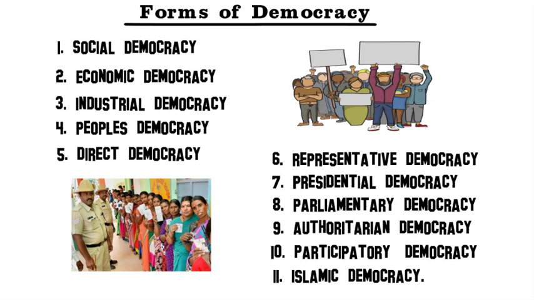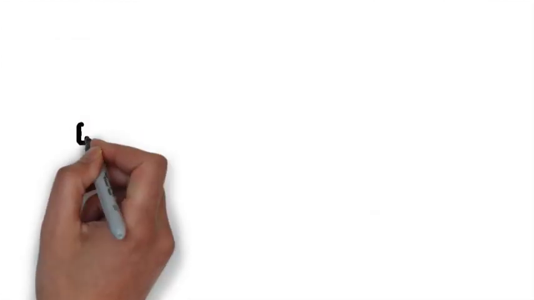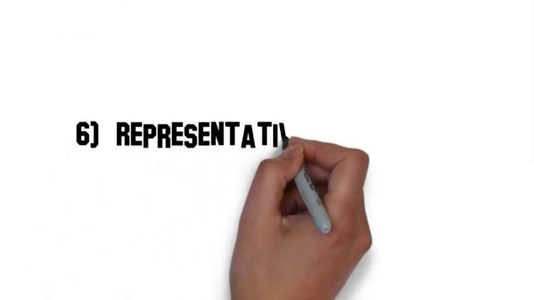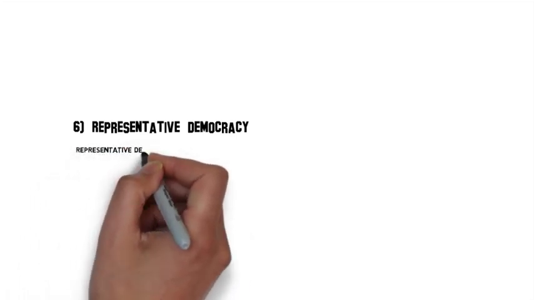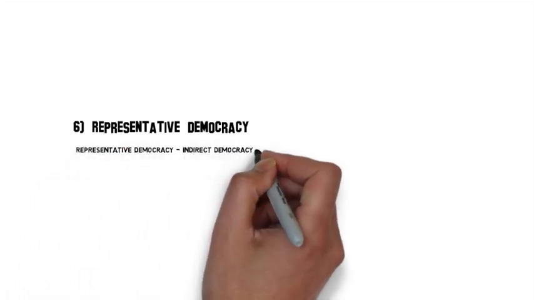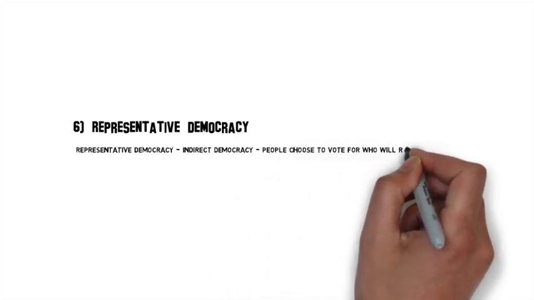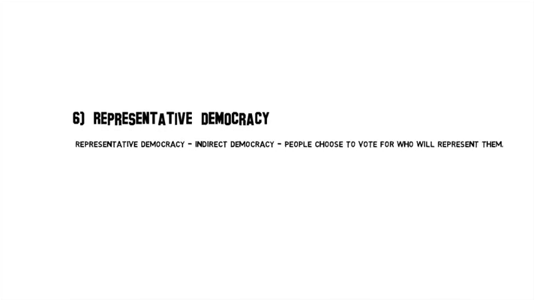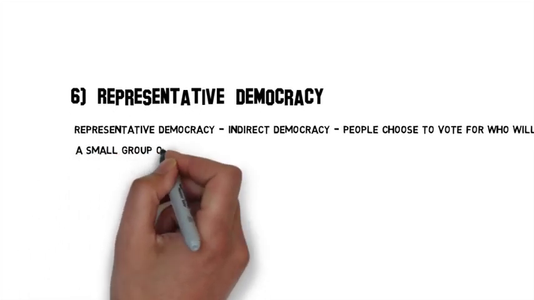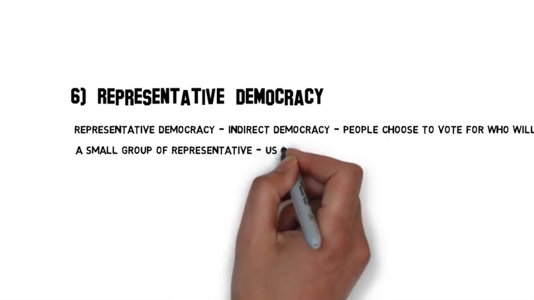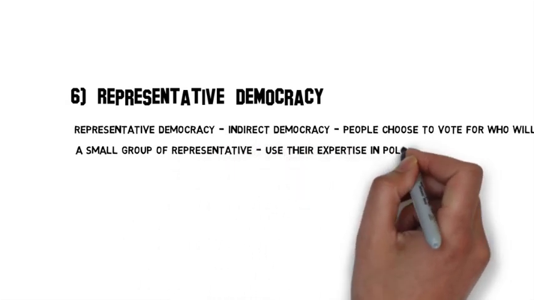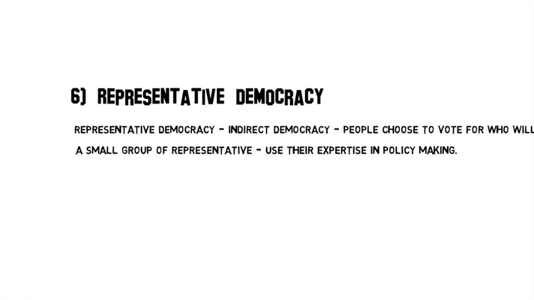So let's start with the sixth form of democracy, and that is the representative form of democracy. Well, representative democracy, or indirect democracy, is when people choose to vote for who will represent them in parliament. This is the most common form of democracy found across the world. In this form, a small group of representatives can use their expertise in policy making, freeing everyone else to pursue their other tasks.